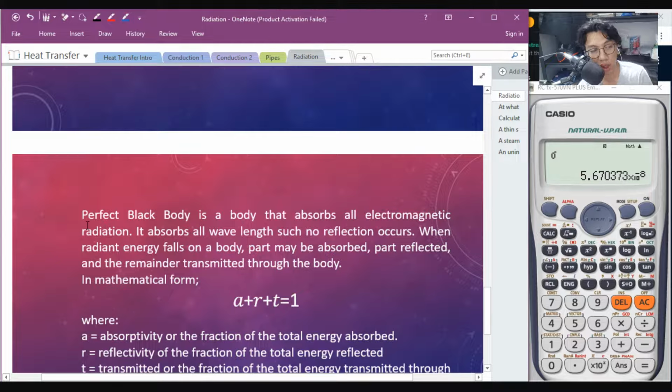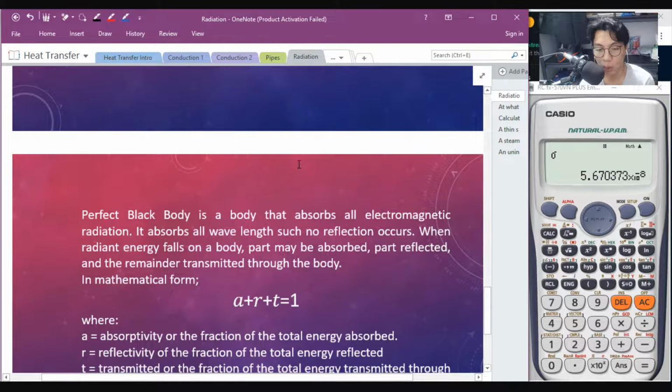Kaya nga sa kotse, anong base color natin? Yung pinakasikat na kulay ng kotse. Sir, racing red. Championship red ng Honda. Hindi. Ang pinaka ginagamit natin na kulay ay white. Pearl white. Diba? Championship white. So, ibig sabihin, the lighter the body, the better it reflects the heat coming from the radiative body or radiating body.